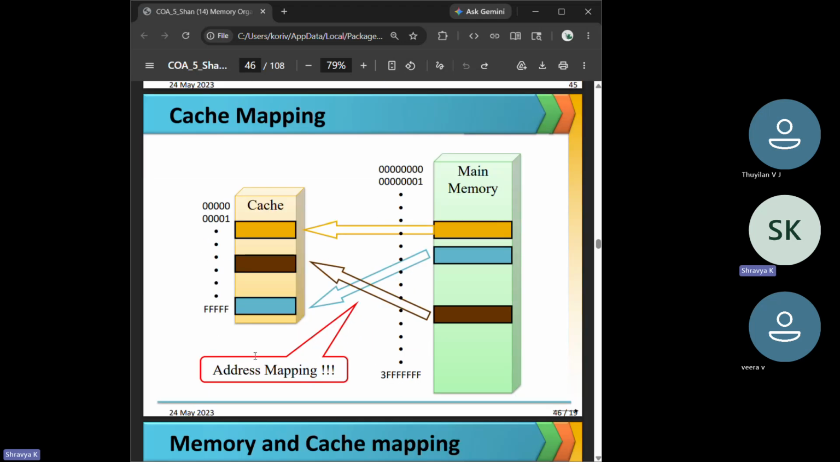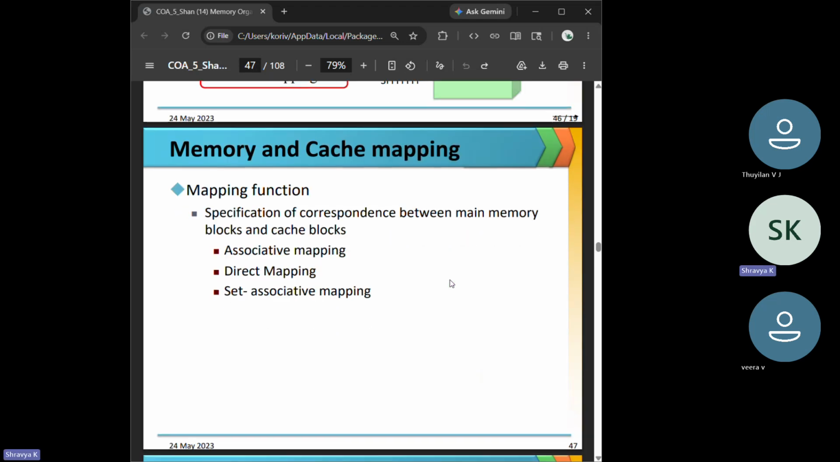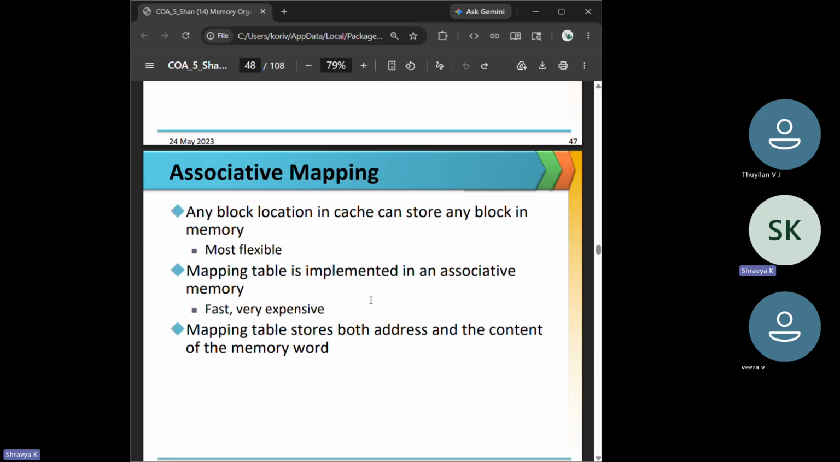So looking at the first component, which is cache mapping. You can see over here, this is the main memory, and the yellow block is mapped to the yellow block here in the cache. And then the blue block here is mapped to the blue block. That is just address mapping. The specification of correspondence between the main memory blocks and the cache blocks can be done through these three ways, and we'll be looking at these three ways. First we'll look at associative mapping.